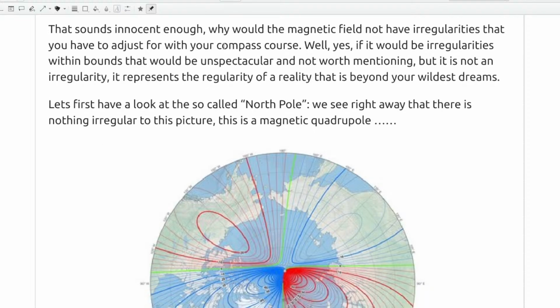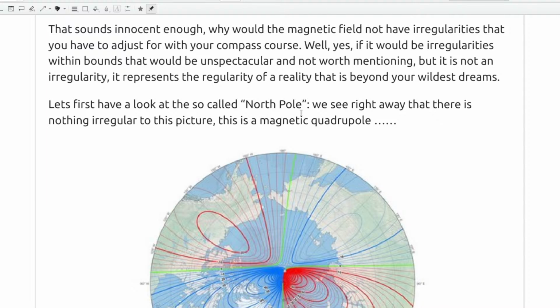That sounds innocent enough, but why would the magnetic field have irregularities that you have to adjust for with your compass course? Well, yes, if it were irregularities within bounds, that would be unspectacular and not worth mentioning, but it is not an irregularity. It represents the regularity of a reality that is beyond your wildest dreams.